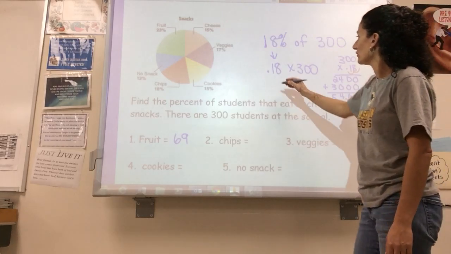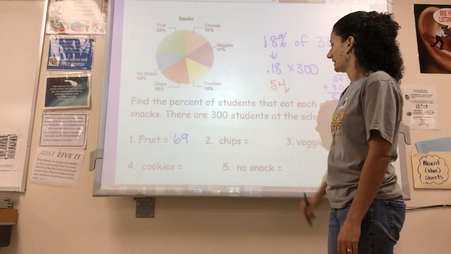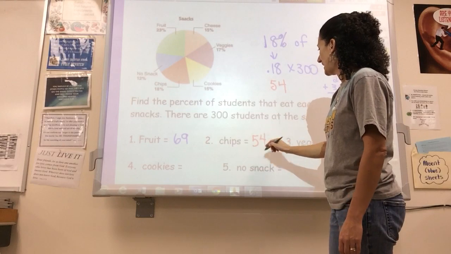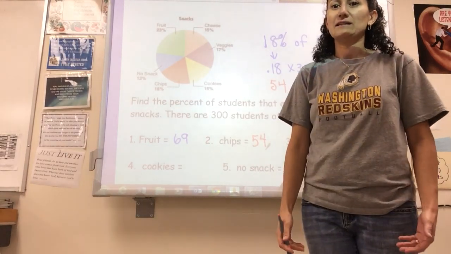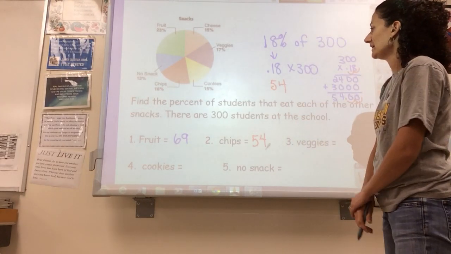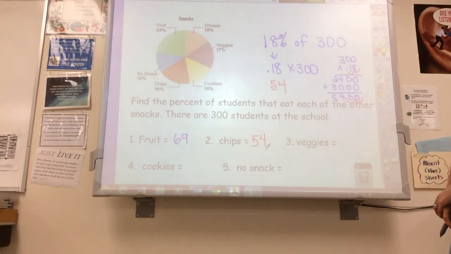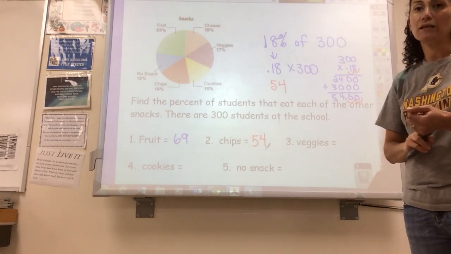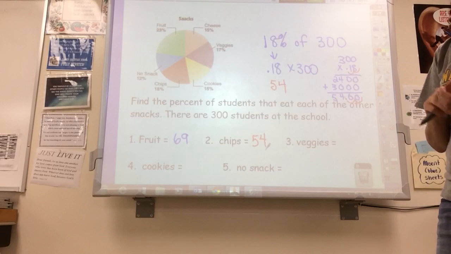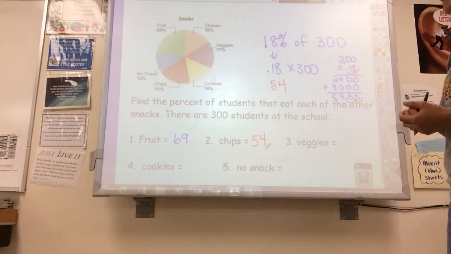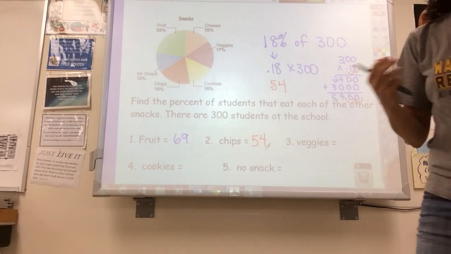So reading this carefully, I see that 54 kids would bring chips as a snack. 54 kids bring chips as a snack. 69 kids bring fruit as a snack. Now you've had some practice finding percent of a number. Make sure you look over your notes and bring these examples to class tomorrow, and we'll practice some more.